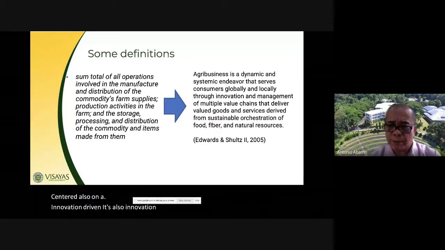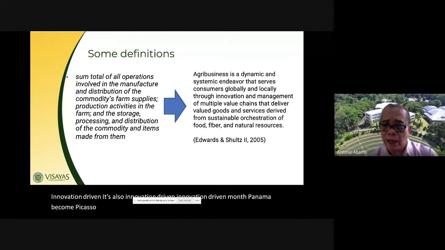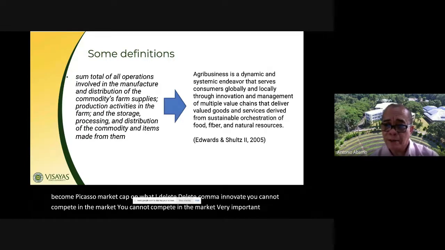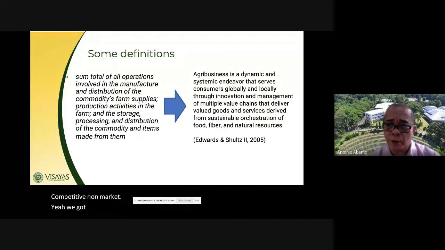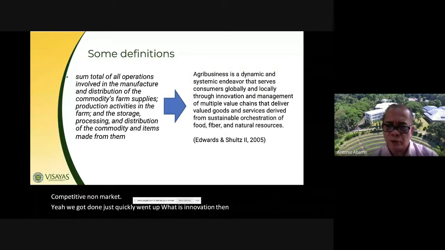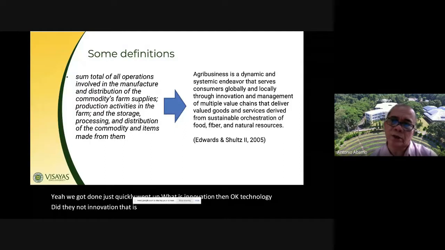Ganong innovation driven man para maka compete ka sa market, kay kung wala kay dili ka mo innovate, you cannot compete in the market. Very important, competitive na ang market. Just quickly, what is innovation then? Technology, di na innovation. That is not yet innovation ang technology.